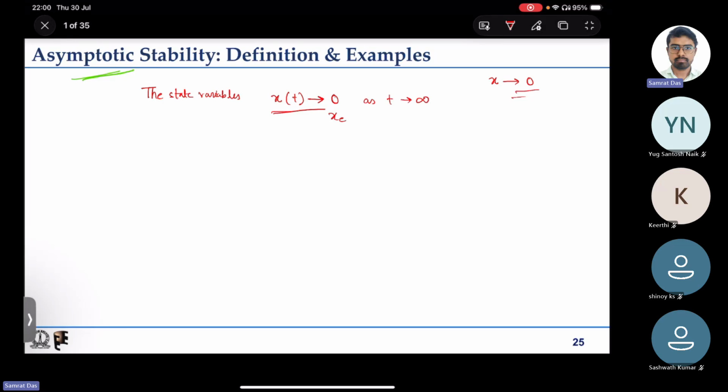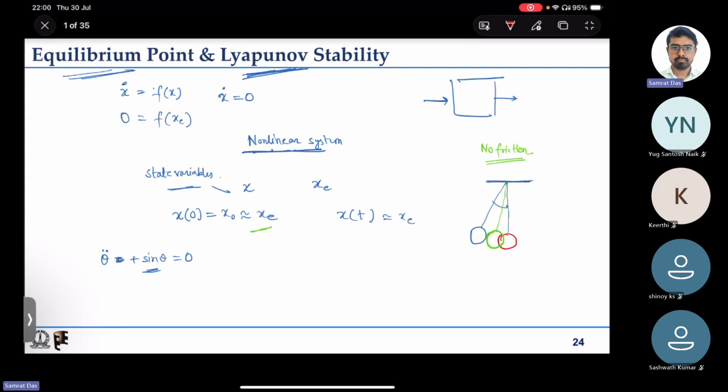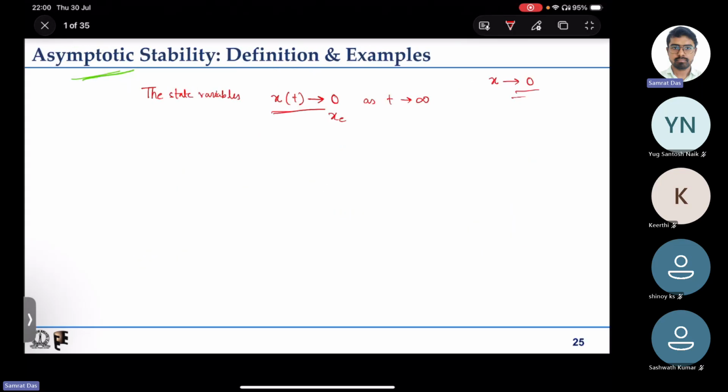So what is the difference from the previous definition? The previous definition says that it will be reasonably close to the equilibrium point, but this definition tells that it has to eventually go to the equilibrium point. If it is 0, then it has to go to 0 as t tends to infinity. If it is some other point, say xe, it has to go to the xe operating point. Now let us take an example of a system which is asymptotically stable.